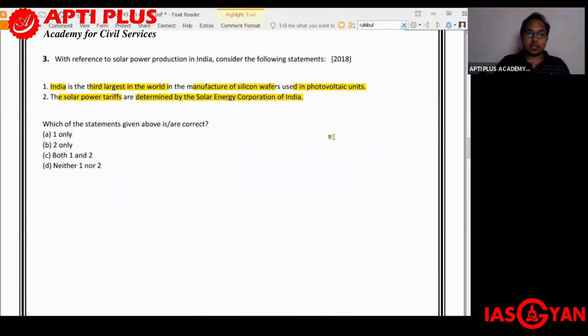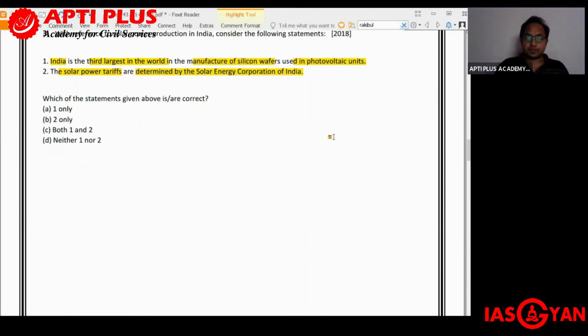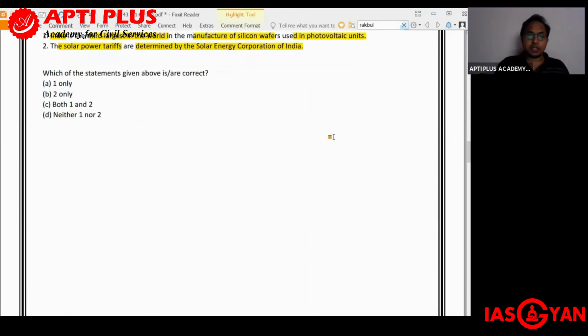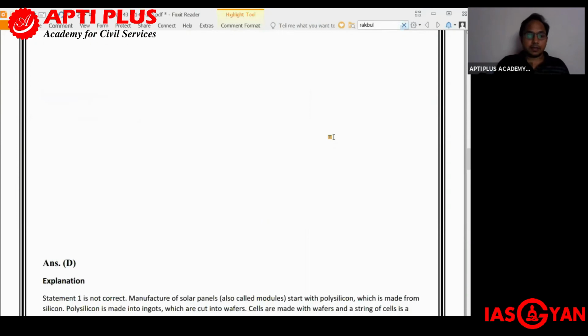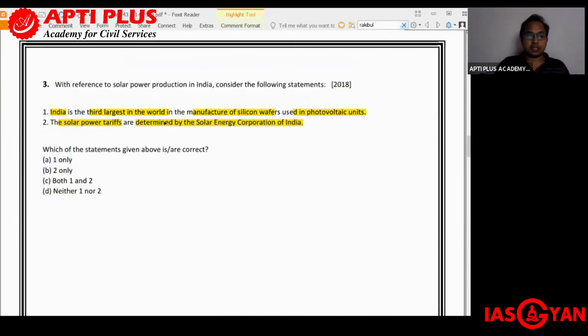Okay, India is the third largest in the world in the manufacture of silicon wafers used in photovoltaic units. And the second is the solar power tariffs are determined by the Solar Energy Corporation of India. So we have been asked which of the given statements are correct. Let us see. Answer is D, that is neither one nor two.